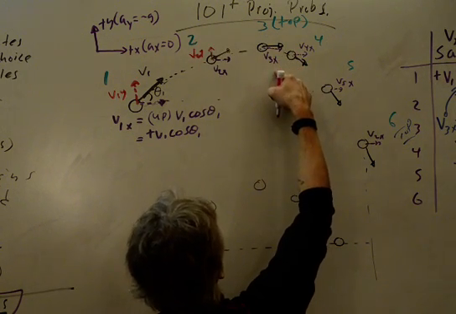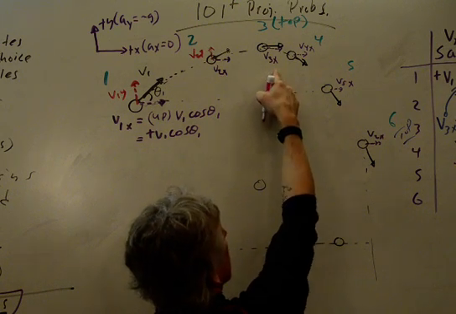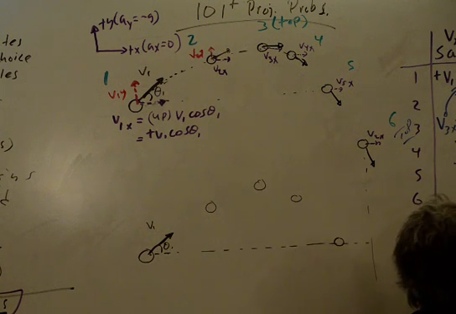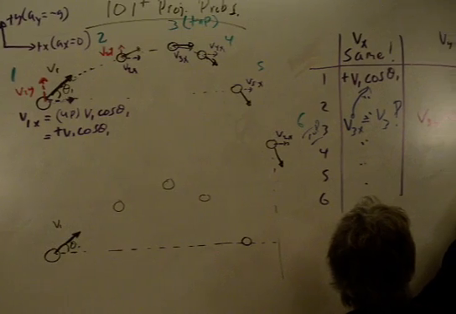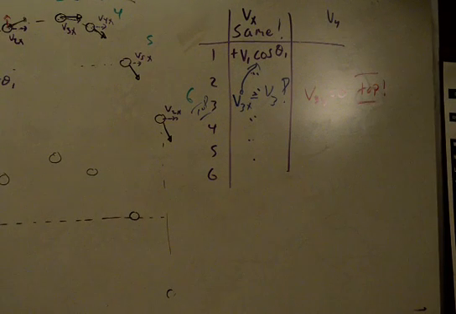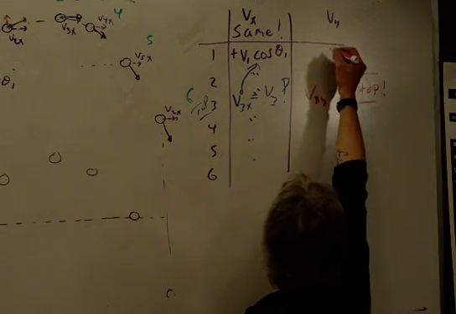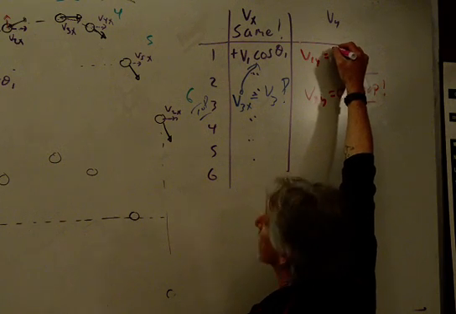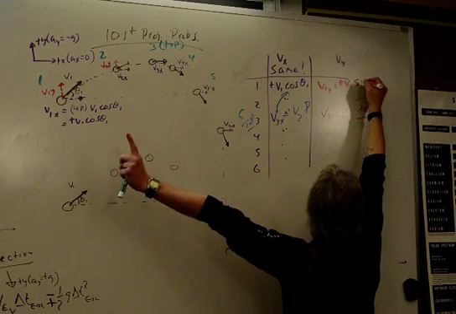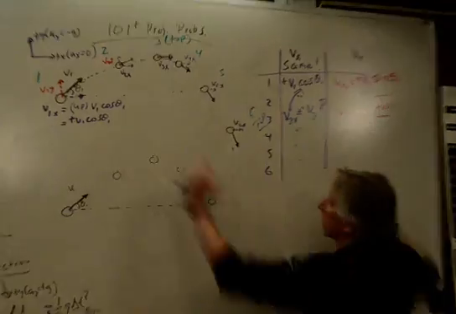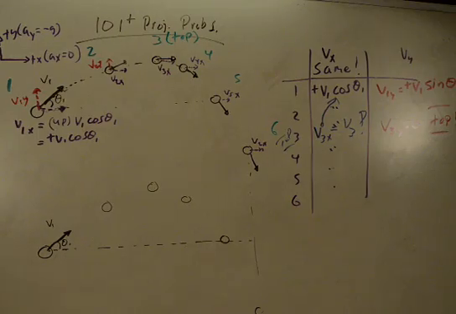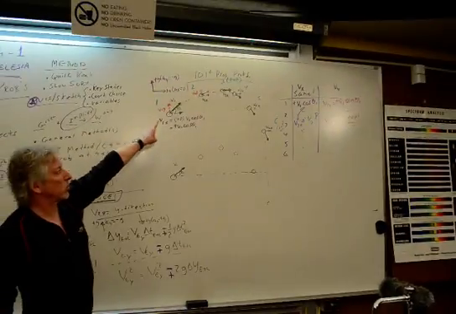What do you know about V3y? It's 0. V3y is 0 at the top. That is implied information that no one's going to tell you because they expect you to know that. In this case, V1y is equal to what? Positive or negative? Positive V1 magnitude sine theta 1, angle from the horizontal. Maybe I know it, maybe I don't. But that's what goes in here if state 1 is your earlier state.